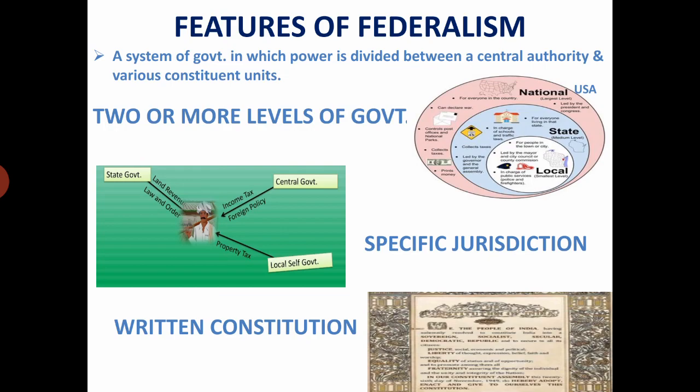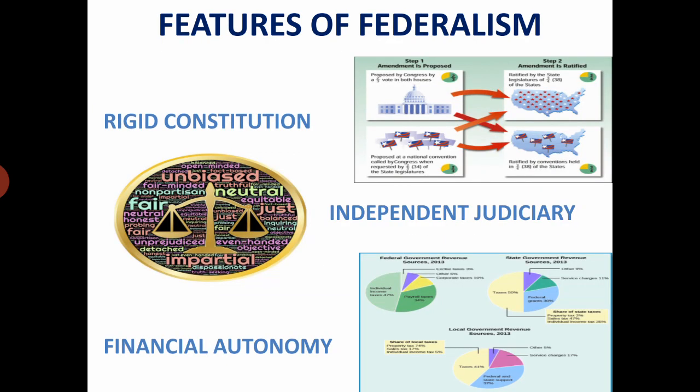Thirdly, a written constitution for clearly specifying the powers of various levels of government. The constitution outlines the terms by which power is divided or shared by levels of government. The constitution needs to be rigid, that is, not easy to change. The basic provisions of the constitution cannot be changed by one level of government unilaterally. Such changes require consent of both central and state governments.